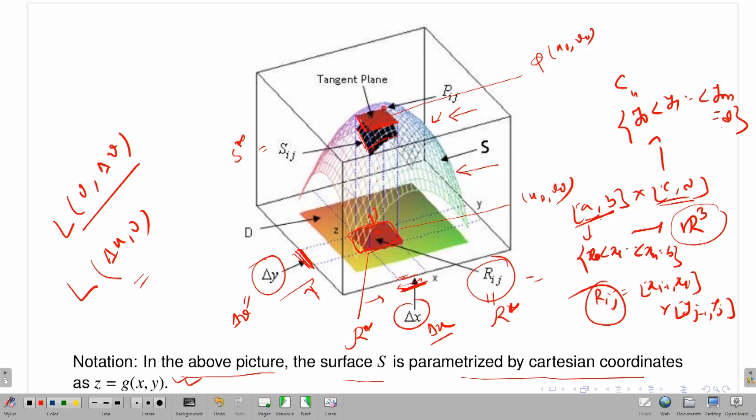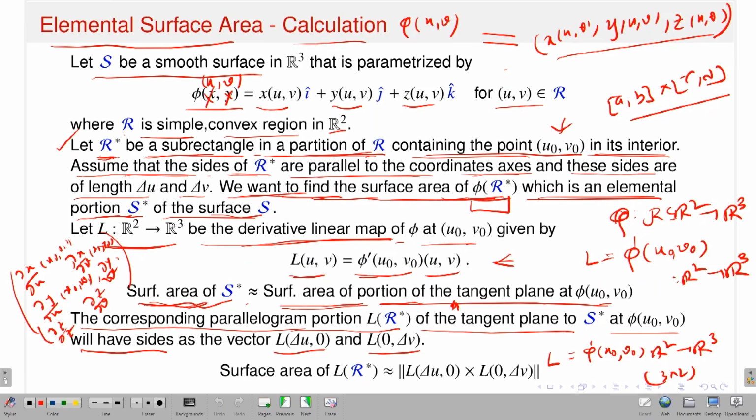Once you have this and this, that is exactly what I have done. So the corresponding parallelogram portion L r star of the tangent plane to A star, the small elemental portion of A star at the point phi of u naught v naught, will have sides given by this vector and this vector. Now once I have one side this and another side this, what is the surface area of the small portion of the tangent plane? It is nothing but the cross product, and you take the norm of that.